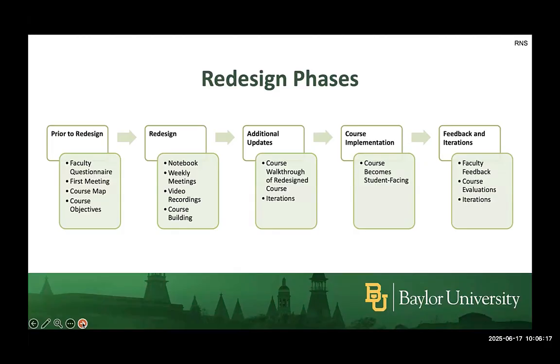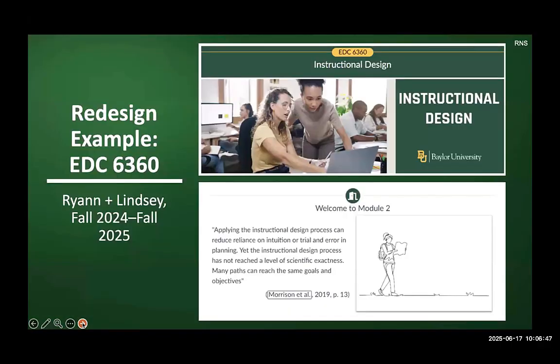Then in that fourth bubble there, you'll see course implementation. So that's the first time the course is going to be student facing. And then as Lindsey mentioned, there's always iterations. So what will end up happening is after the students have access to the new revised version of the course, faculty will be asked for feedback, and then we'll also receive student evaluations, and then we'll make more iterations.